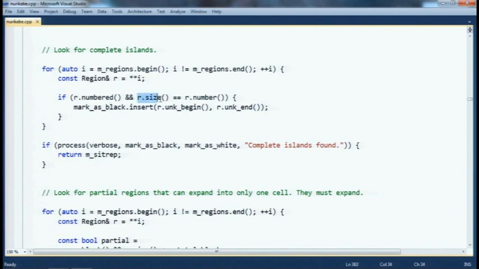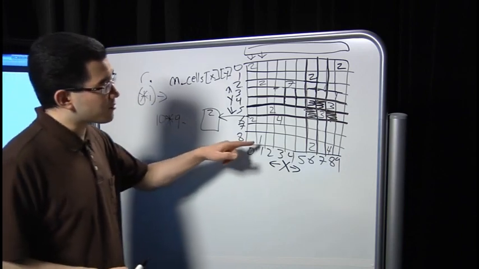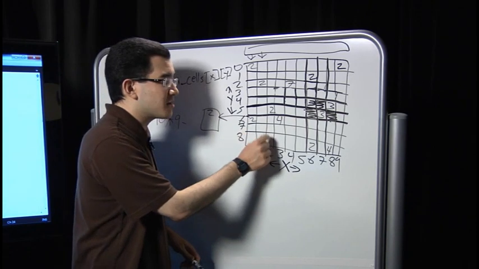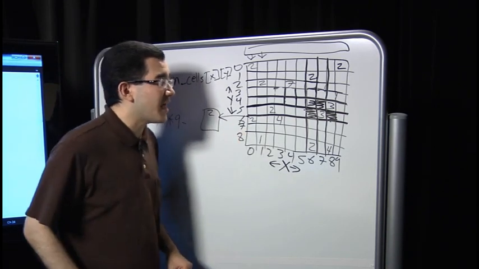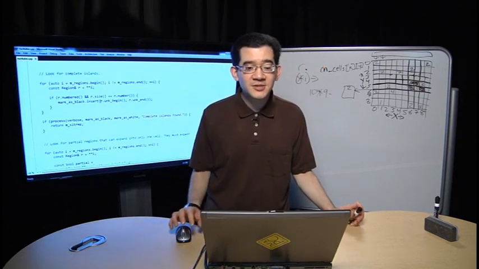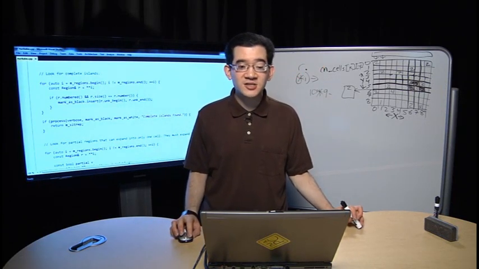So a couple things here. When I ask r size, this is calling the size member function of the region's internal M cord set. And a set knows its size in constant time. It's just stored in a field somewhere. And then when I insert the unknowns that this region, complete region, is bordered by, it might be empty. For example, if I've already detected that this region is complete, and I've marked its cells as black, then afterwards, the set of unknown cells that it's bounded by will be empty. It's okay to insert an empty range into another set.